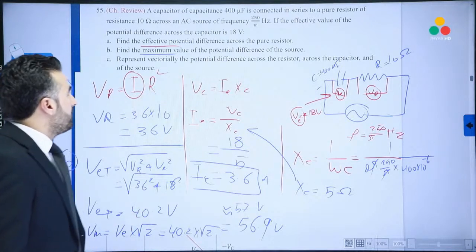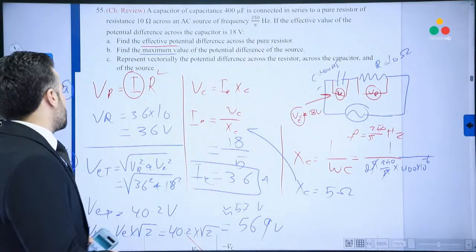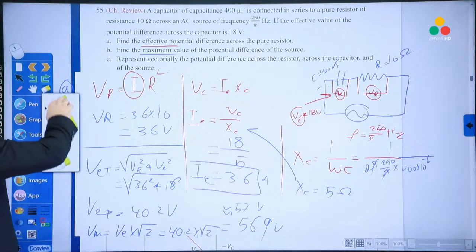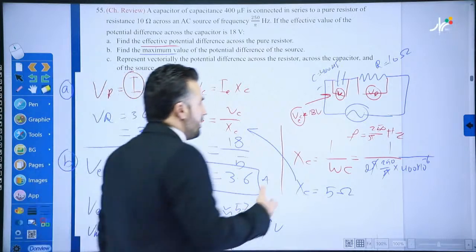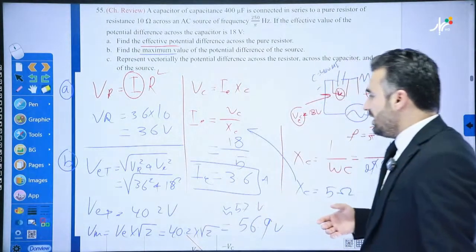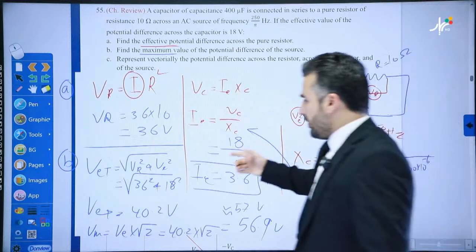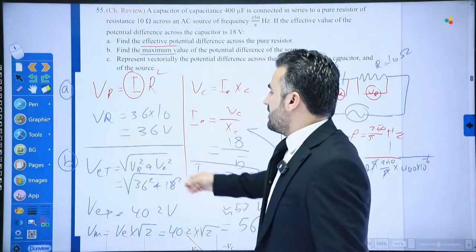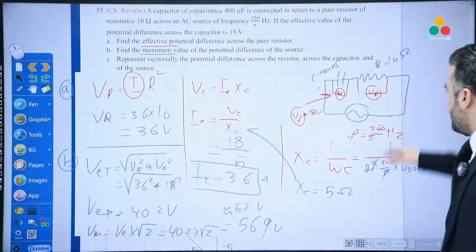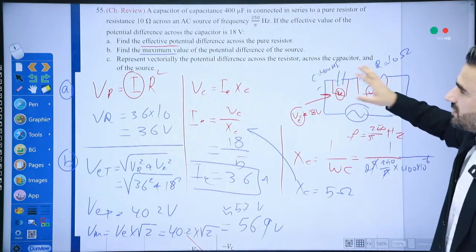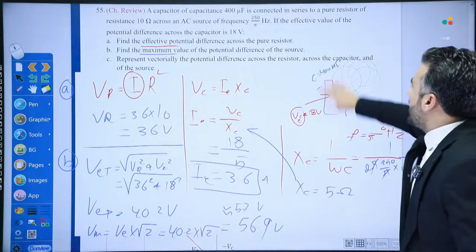Now, the last requirement here says what? Represent vectorially the potential difference across the resistor, across the capacitor, and of course the source as well. So now we're going to draw all this, as we have seen before. We can see that this is basically VR and this is VC and all that. So we found this one. So how are we going to represent this using vector diagrams here?